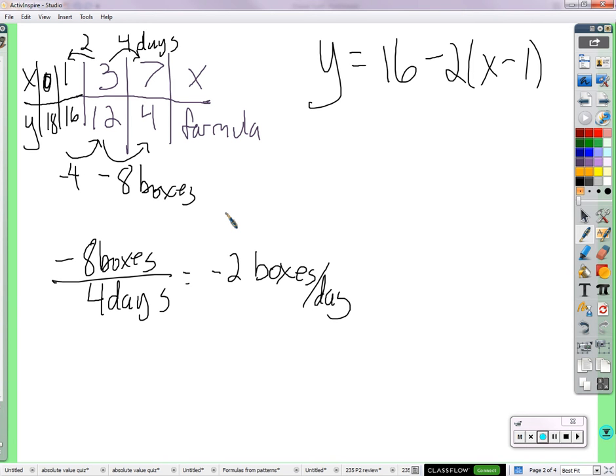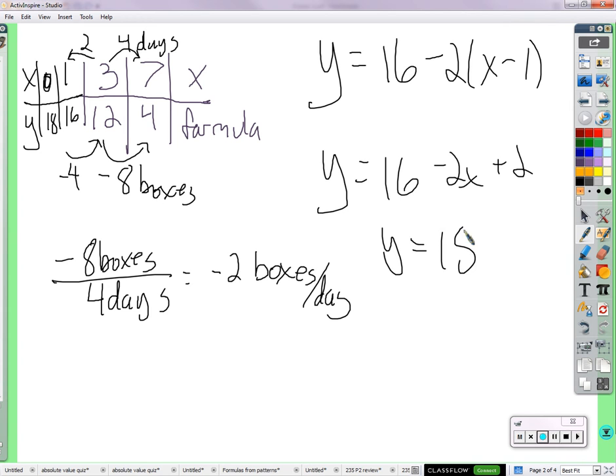Starting at day 1. But I can simplify this formula by distributing that negative 2. We get 16, negative 2 times x is negative 2x, negative 2 times negative 1 is positive 2. 16 plus 2, since they're like terms, we can put them together: 18 minus 2x. And voila, there it is. From day 0, we have 18 boxes. We subtract 2 boxes per day times x days, because it's always x days to get to day x from day 0.